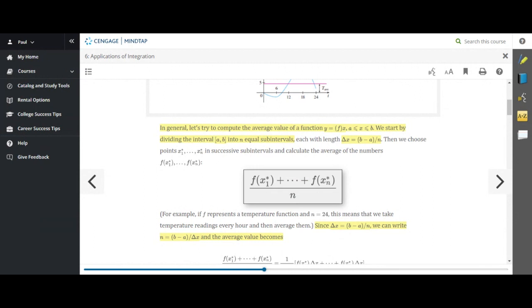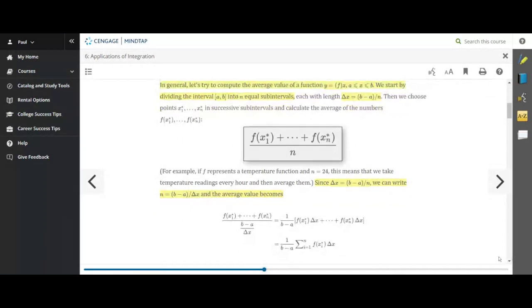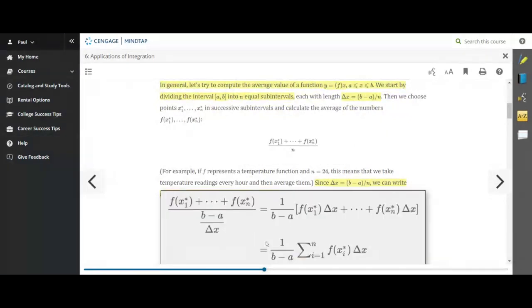Because look at what we do here. We're going to take this average and we're going to replace the n with b minus a over delta x. Let me show you that here.